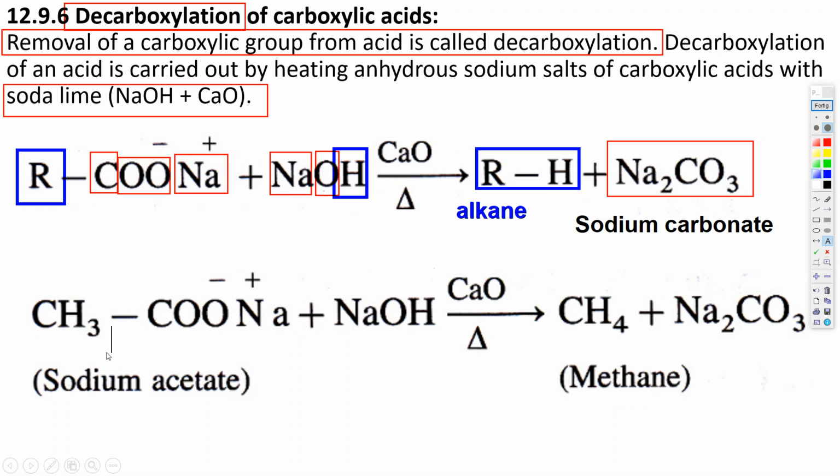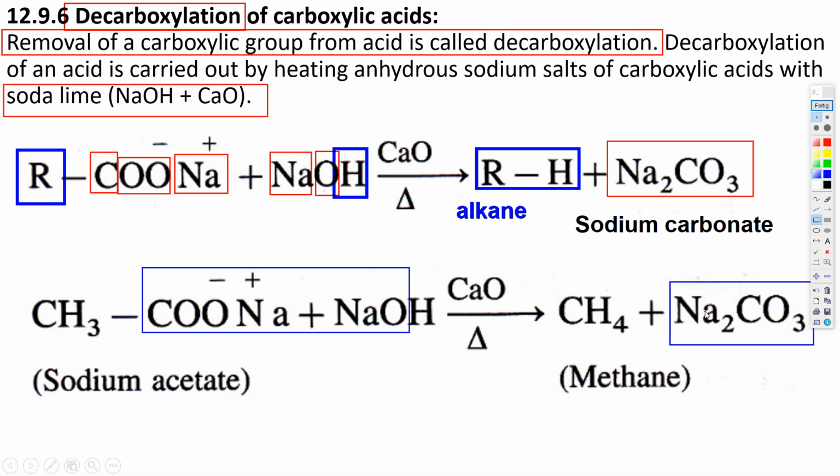Then its example, sodium acetate heated with soda lime. First you have to write down the minor product. The minor product is Na2CO3. This is the whole part: Na2, one carbon atom and three oxygen atoms, Na2CO3. What is the name of this compound? This is sodium carbonate. Carbonate means CO3, sodium carbonate. And the remaining part, join it.